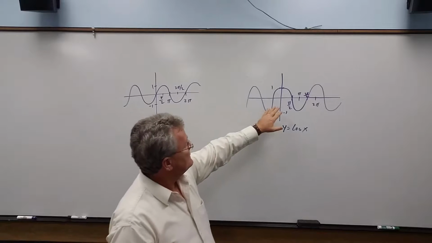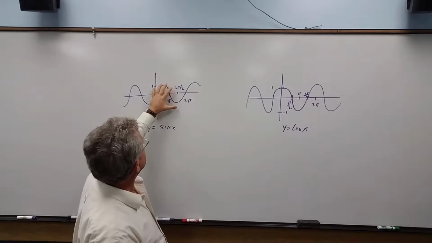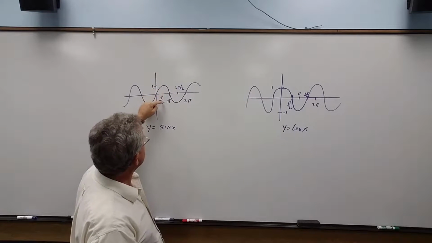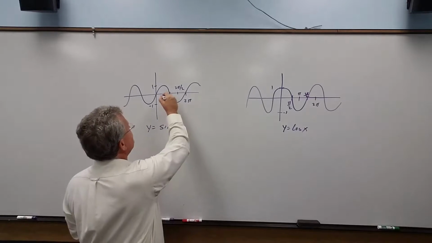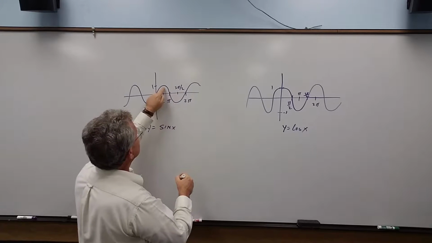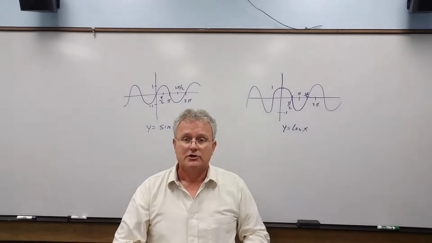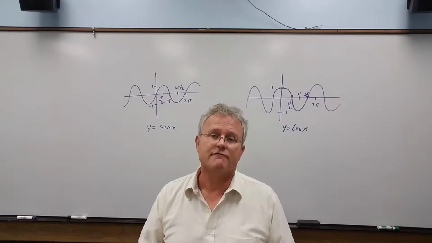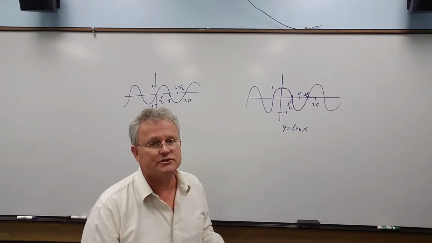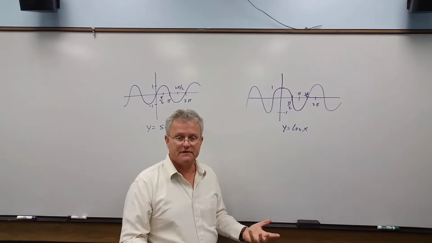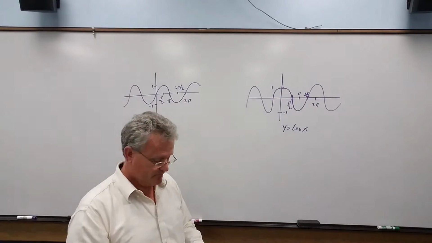Sine, if I take this graph and I shift it to the left by pi over 2 or 90 degrees, this point goes right here, and I get the cosine graph. So the sine graph and cosine graph are the same graph. There's just a phase shift of 90 degrees.